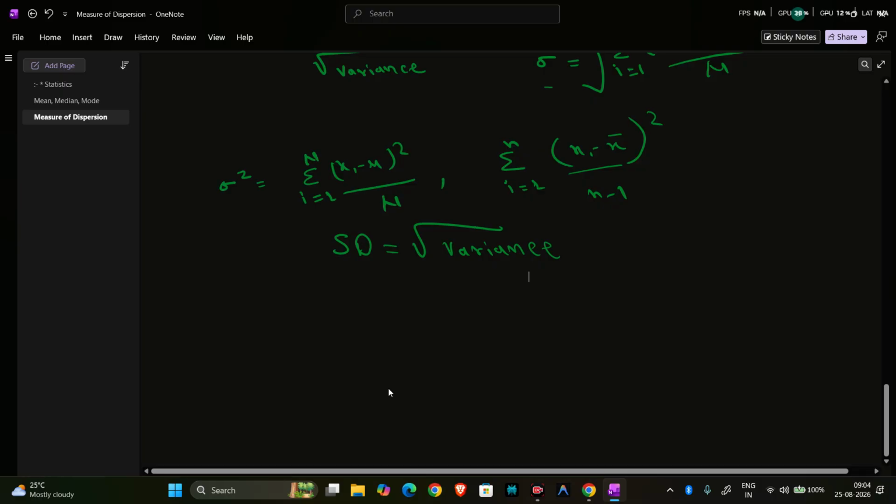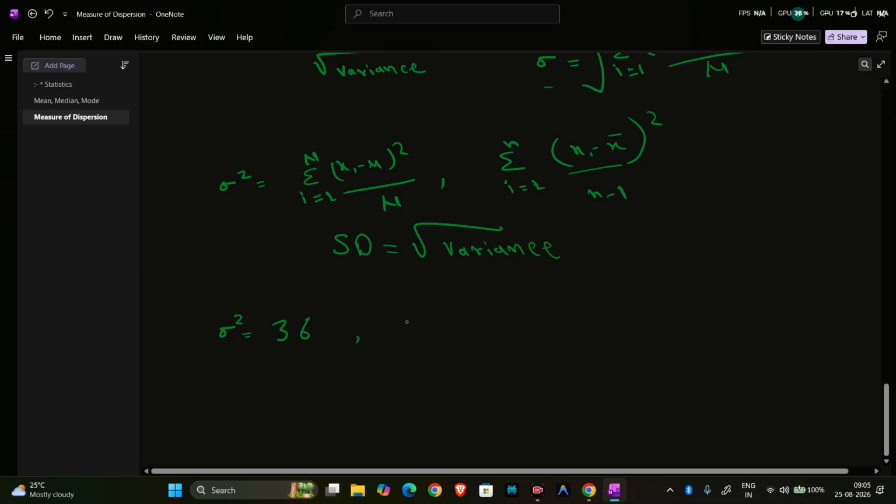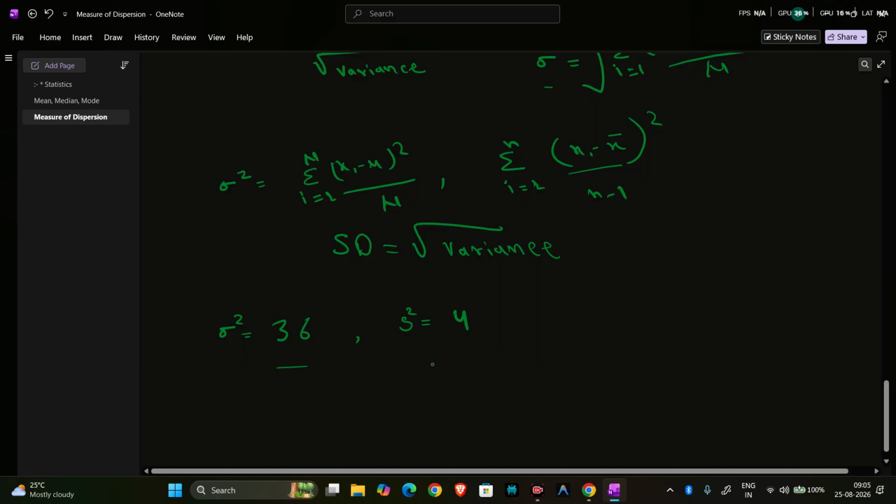Above we got sigma square, right? For the population we got, I think, 36, and for the sample data we got, I think, 4. So how do we calculate it? We already calculated the variance. We have 36 and 4, and we take the square root of these. The square root of 36 is 6, and the square root of 4 is 2, right?